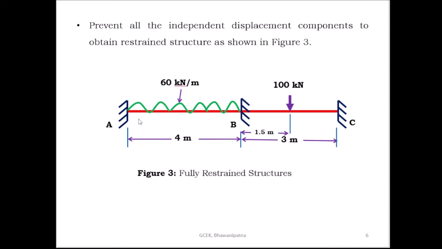So, here first find out the moments MFAB, MFBA. MFAB is equal to minus 60 into 4 square by 12 and MFBA is equal to plus 60 into 4 square by 12. MFBC is equal to minus W, 100, into 3 by 8 and MFCB is equal to plus 100 into 3 by 8.